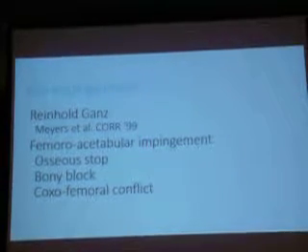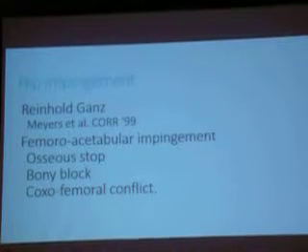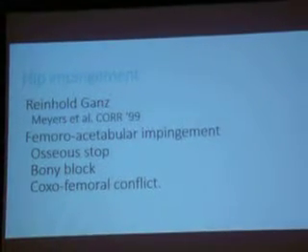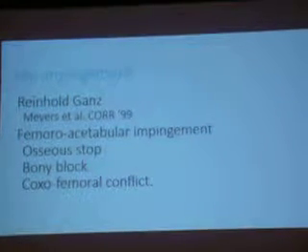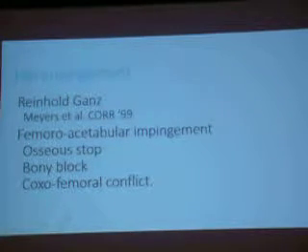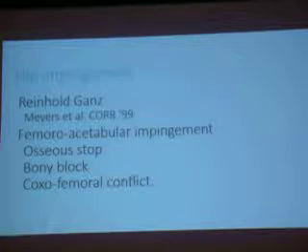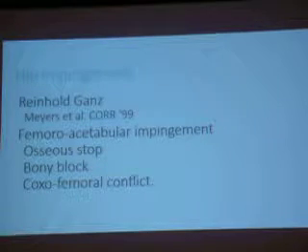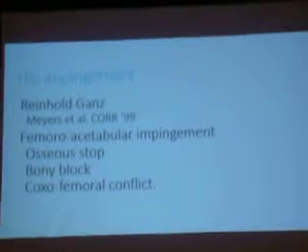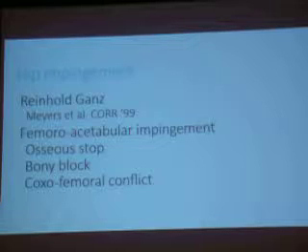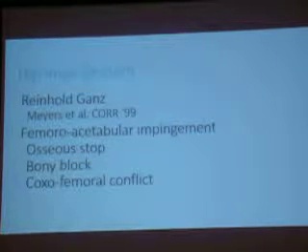Right? Professor Ganz was doing his PAOs and said, oh, I got 50, 60 degrees of CE angle, great correction, but they were losing range of motion. And he started opening up the hips and found that there was labral damage, cartilage damage, and found that overcorrection is not good, and developed the concept of hip impingement. When he started off, he called it osseous stop, a bony block, or coxofemoral conflict. All these three words were used to discuss this topic.